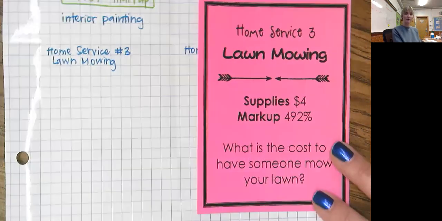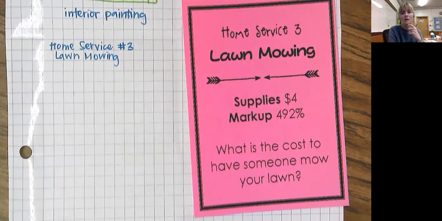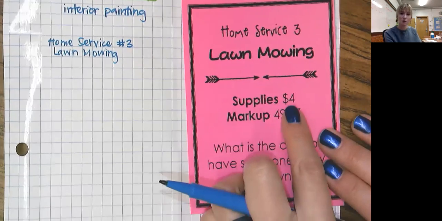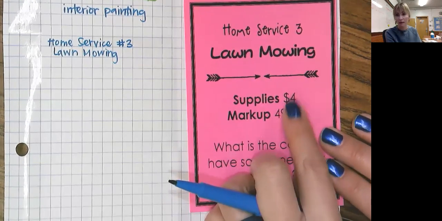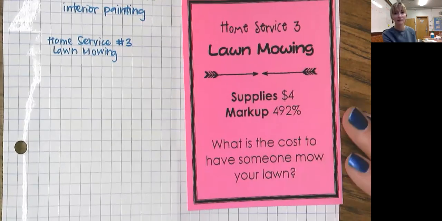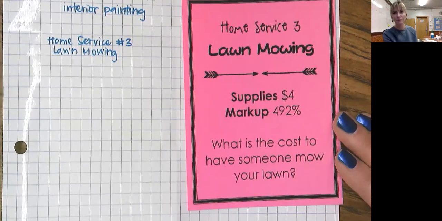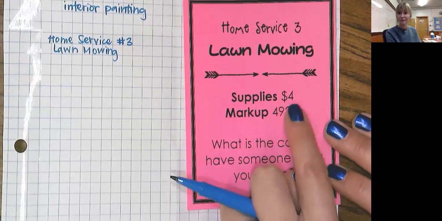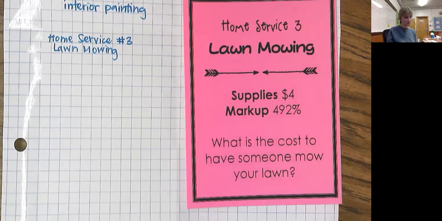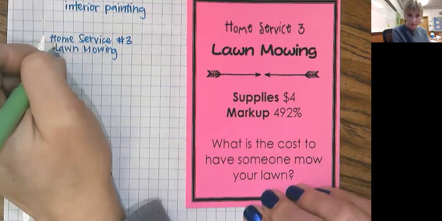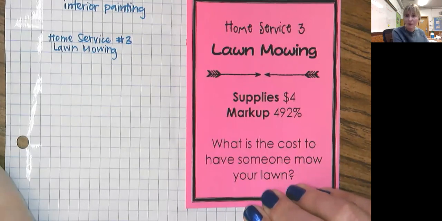Do you notice what's different about this card? This card looks different, doesn't it? I'm still telling you how much it will cost you to do it, the original amount. But instead of telling you how much it would cost to hire someone or pay someone to do it, and think about who we usually hire to mow lawns for us, I'm telling you the percent markup. Okay, so this is going to look a little different. We're still going to use A equals P times B. But this time, what am I missing?